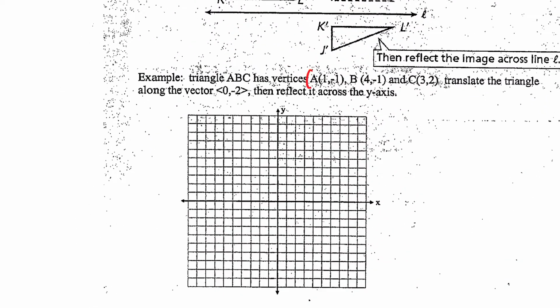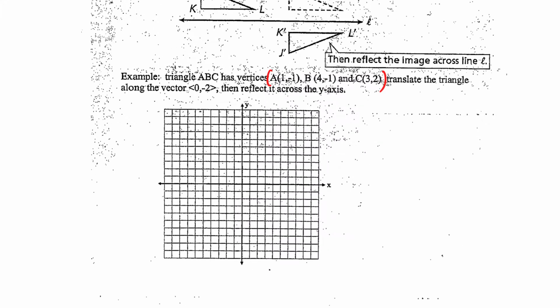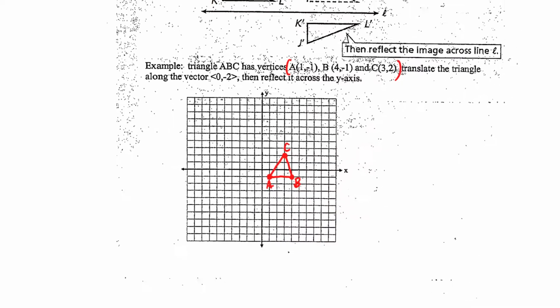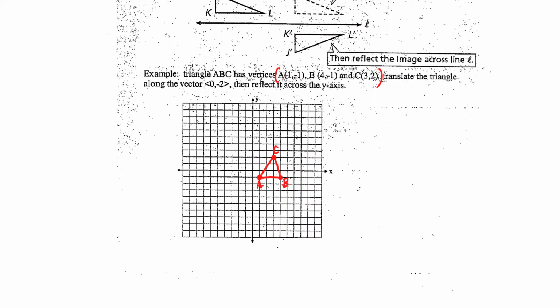Okay, so what I want you to do is go ahead and plot these 3 points, A, B, and C on that first grid. Plot A, B, and C on this first grid. Okay, 1, -1, 4, -1, and 3, 2. Okay. So there's the original one.